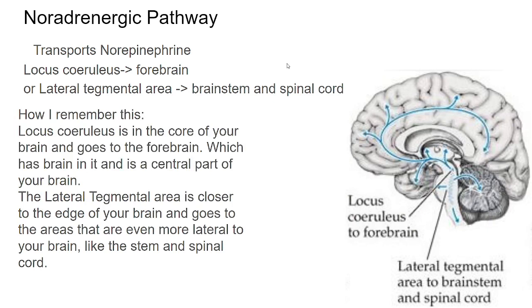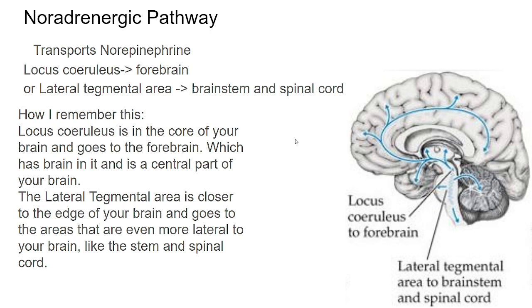So next up is the noradrenergic pathway. This one transports norepinephrine, and it goes from the locus coeruleus to the forebrain, or from the lateral tegmental area to the brainstem and spinal cord.